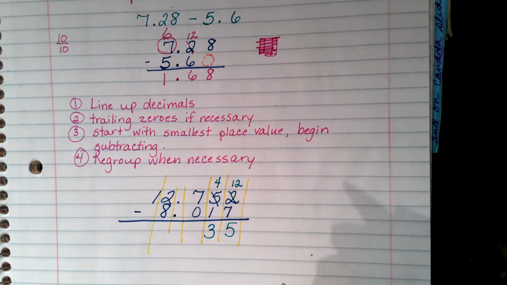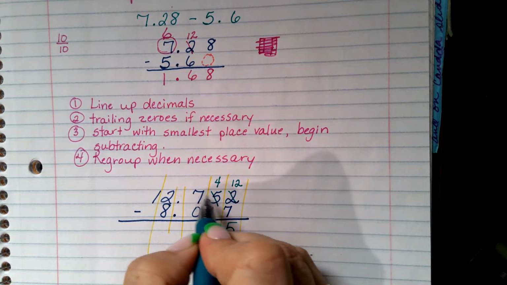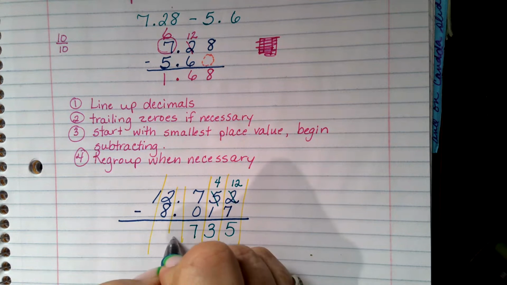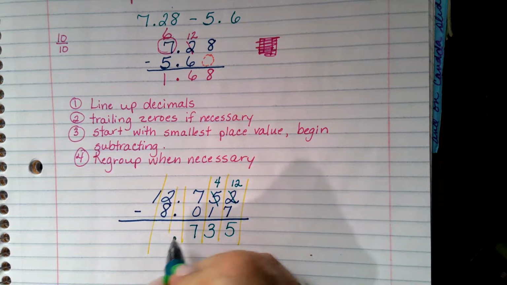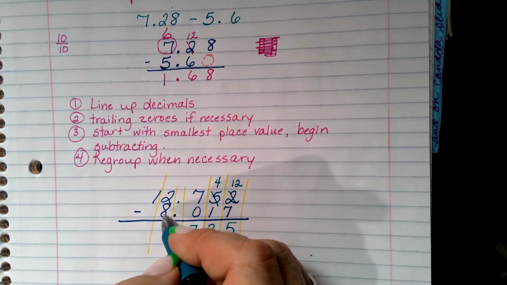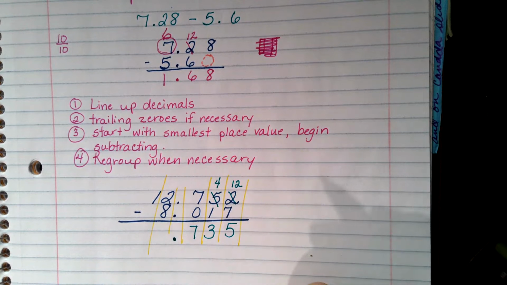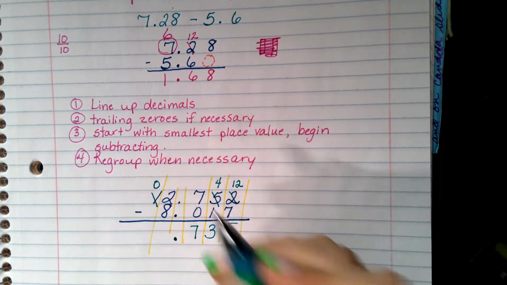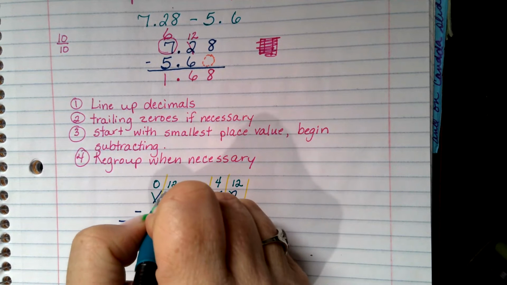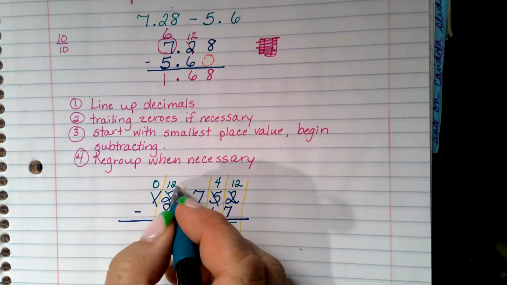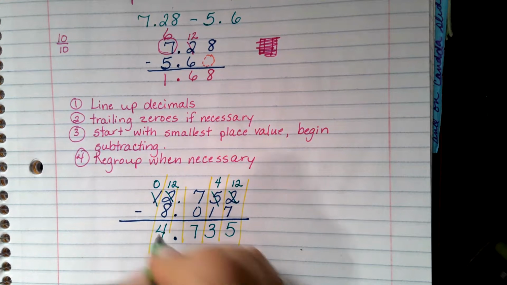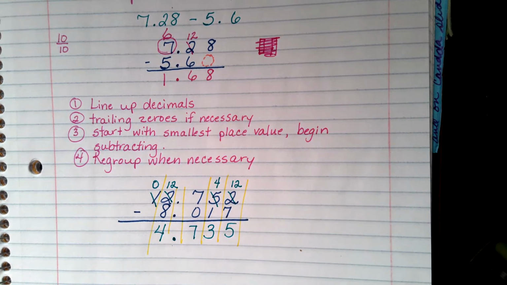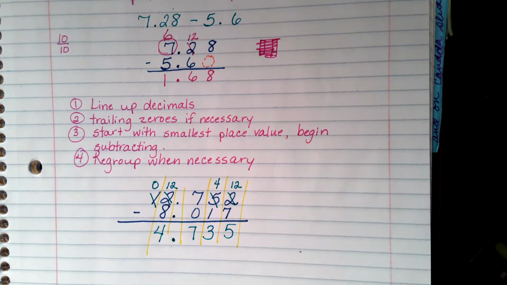Can we do 7 minus 0? Yes, we can. So the last two, we haven't had to regroup in those place values. 7 minus 0 is 7. Oh, but look what's coming. 2 ones. Can we take away 8 ones from 2 ones? No. So we have to regroup by taking one of these tens, which makes this 0, and putting it in with the ones. 10 ones plus 2 ones is 12 ones. 12 minus 8 is 4. Our answer is 4 and 735 thousandths.